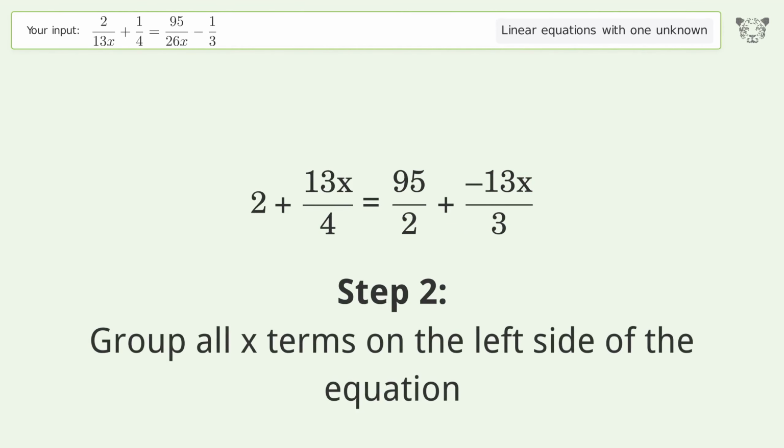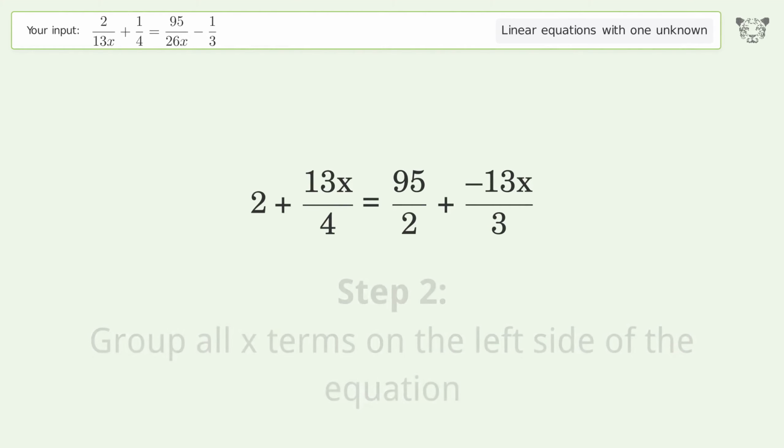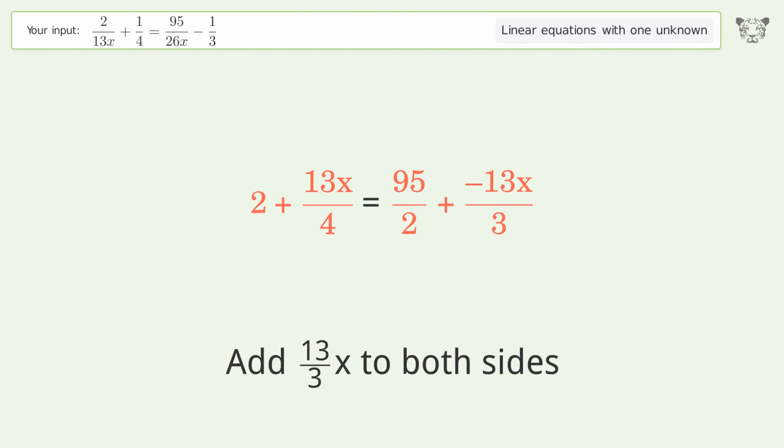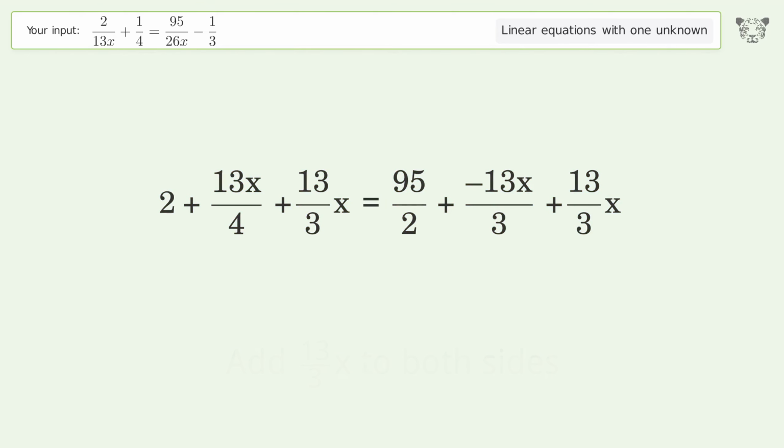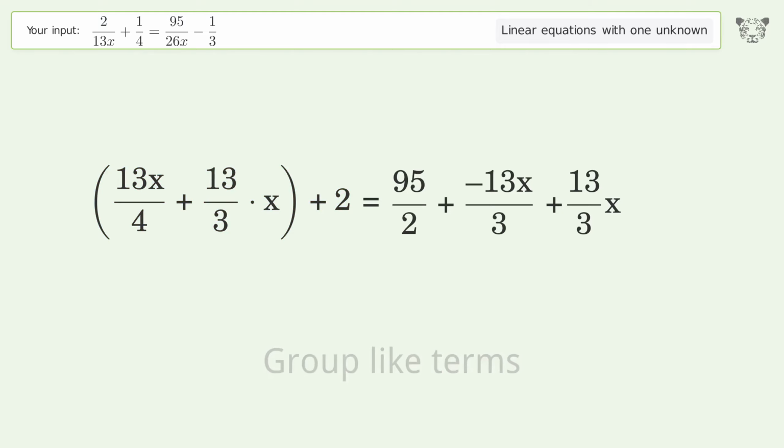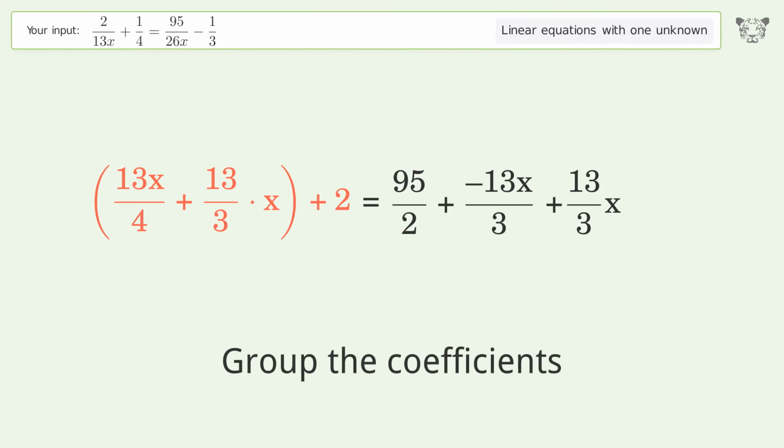Group all x terms on the left side of the equation. Add 13 over 3x to both sides. Group like terms. Group the coefficients.